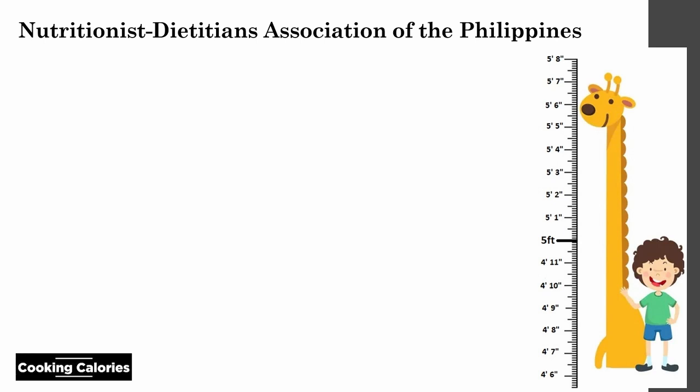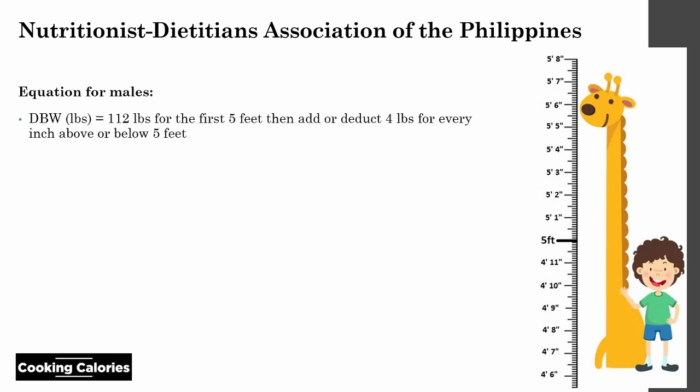The process of calculating ideal body weight using the NDAP method is similar to HAM-WE. There are different equations for male and female. We will start with the equation for the males. The starting weight is 112 pounds for the first 5 feet, and then add or deduct 4 pounds for every inch above or below 5 feet.